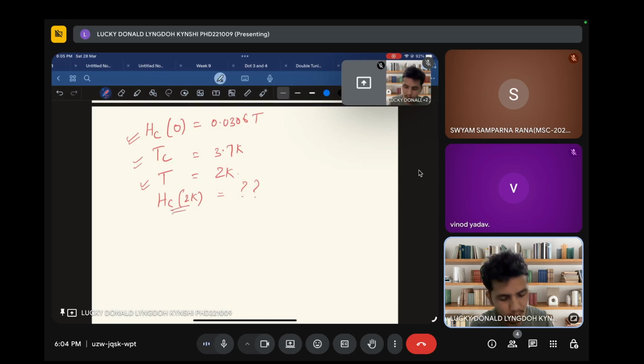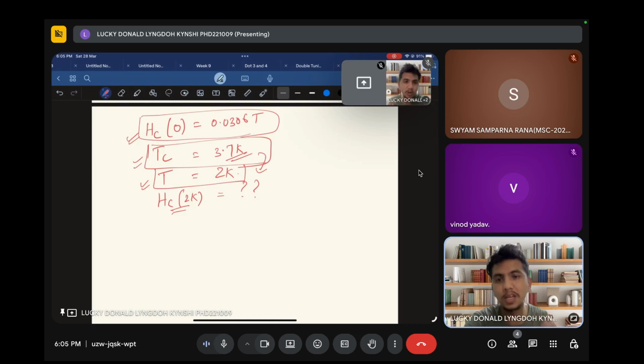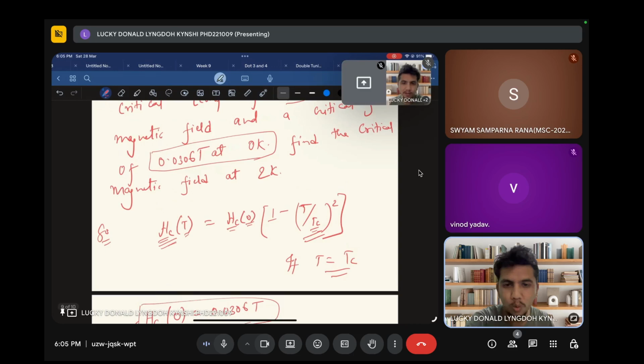We cannot find the critical field above Tc, because anyway it will equal 0. The only thing is that below, this is your maximum: Tc is a maximum of 3.7 Kelvin, and at 0 temperature you have Hc naught equal to 0.0306. And below your critical temperature, what will be your critical field? That is the question. As you go down in temperature, how does the critical field change? That is what we have to find out. So the formula is already there, you can follow this formula: Hc is equal to Hc naught times (1 minus T by Tc) whole squared.